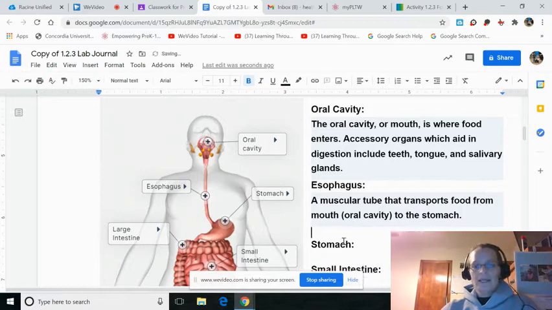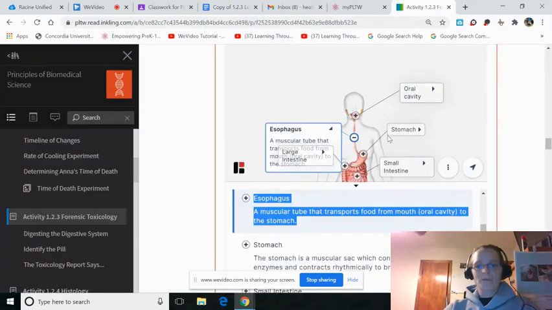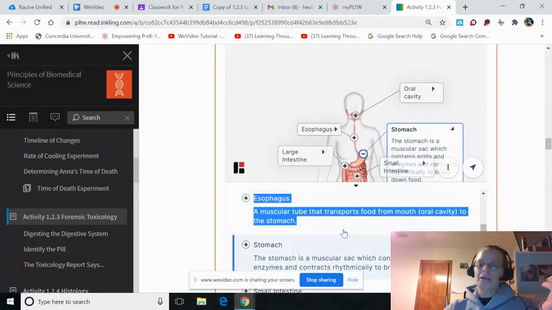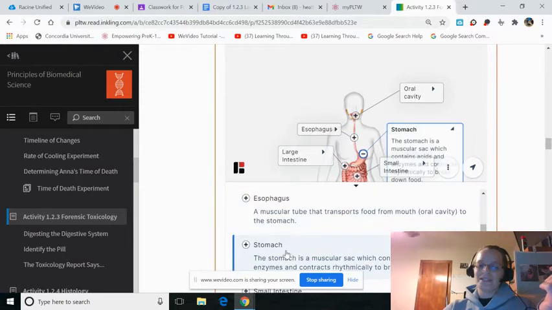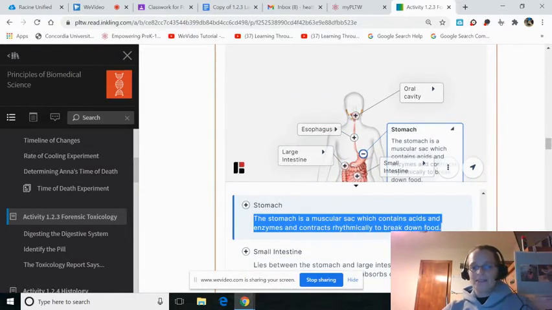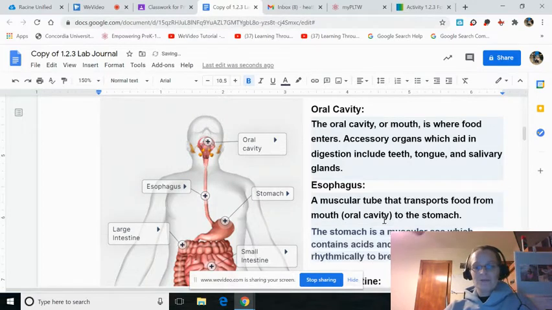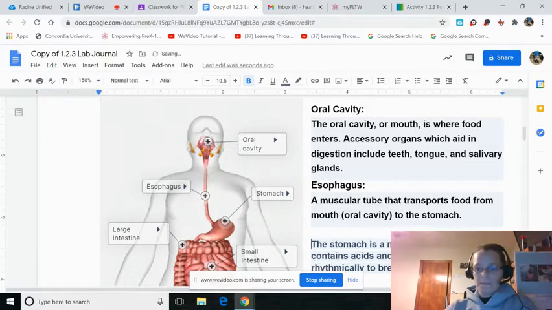All right, so the next is the stomach. The stomach, you know, has stomach acid in it. Or maybe you didn't know, but I strongly suspect you did. So it's the muscular sac, which contains acids and enzymes that break down food. So here we go. Control V. Love. Copy and paste. Oh, I did that slightly wrong. Let me see.